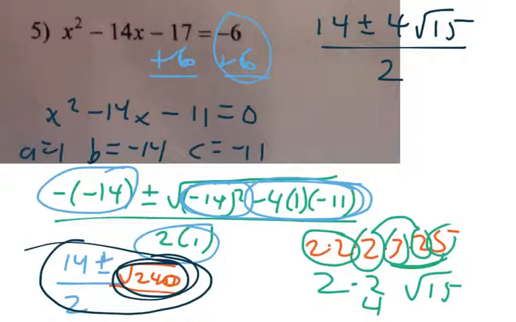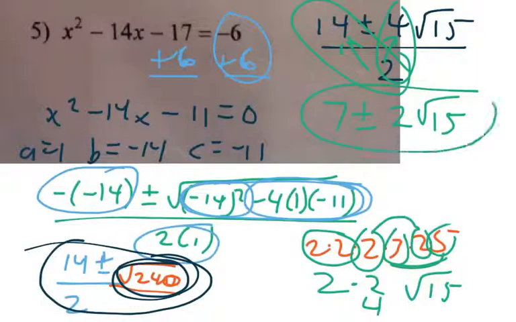And hopefully you're good enough with distributive property to realize that I can go ahead and divide this 2 into both of those terms, right? Both of those parts there. And isn't 14 divided by 2 7? Plus or minus. And 4 divided by 2 is a 2 with the square root of 15 left over. And this, guys, notice, is exactly the same answer we got with completing the square.